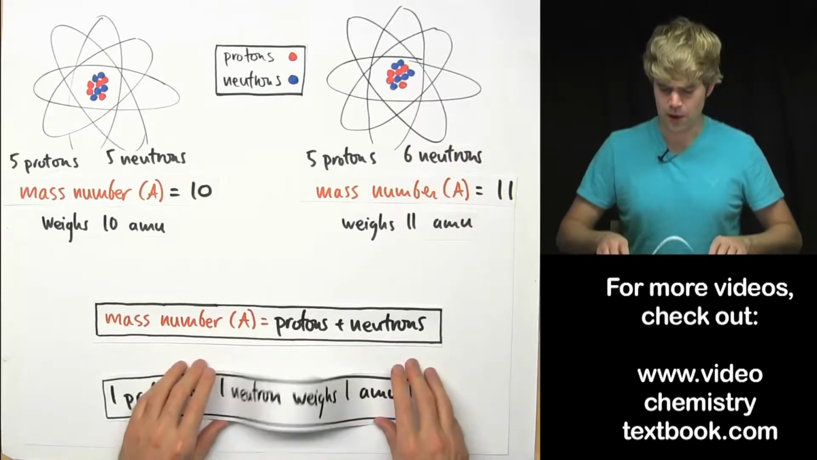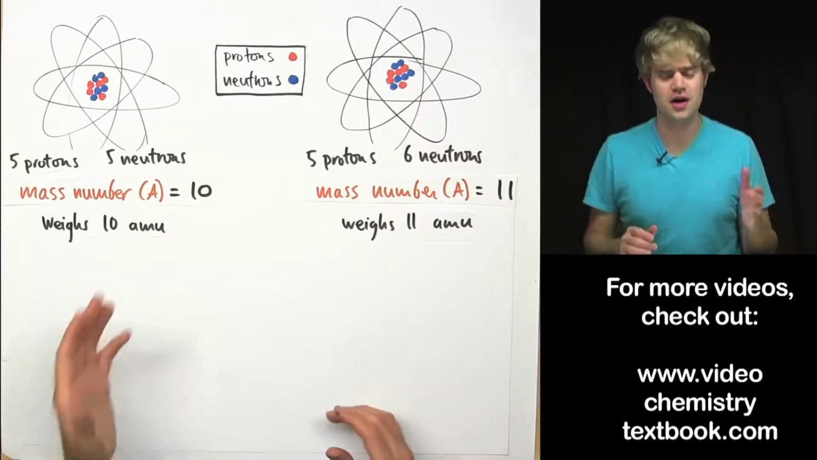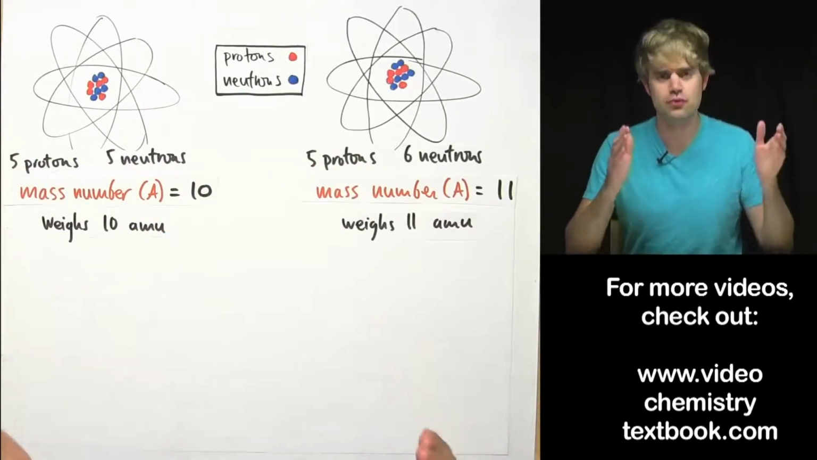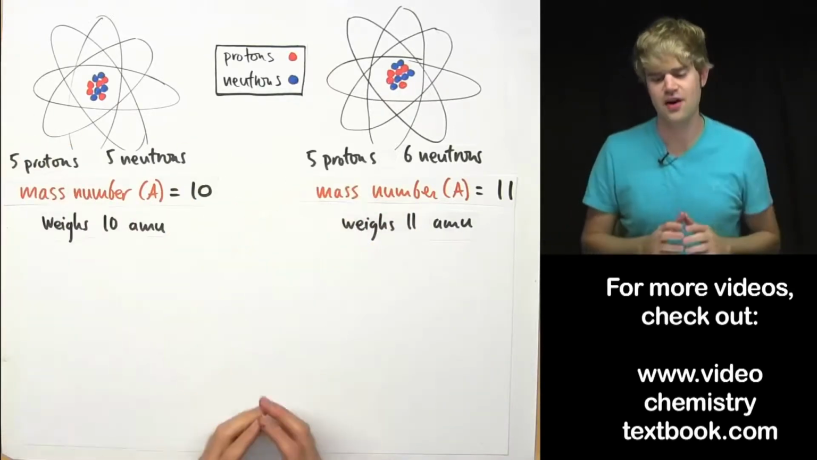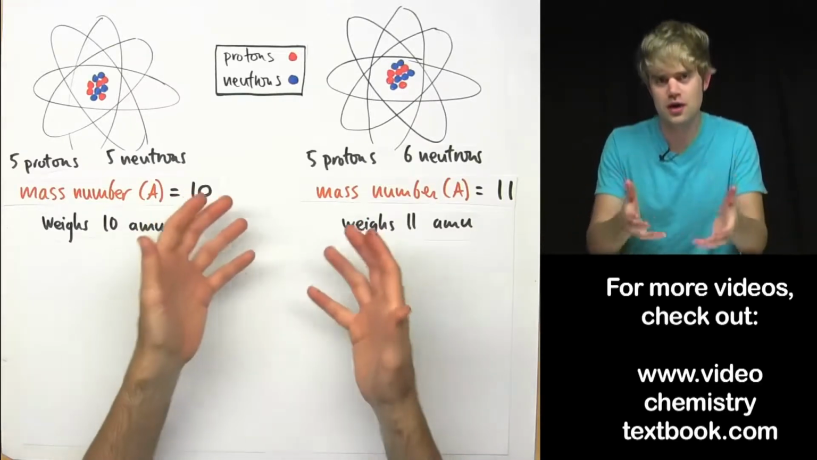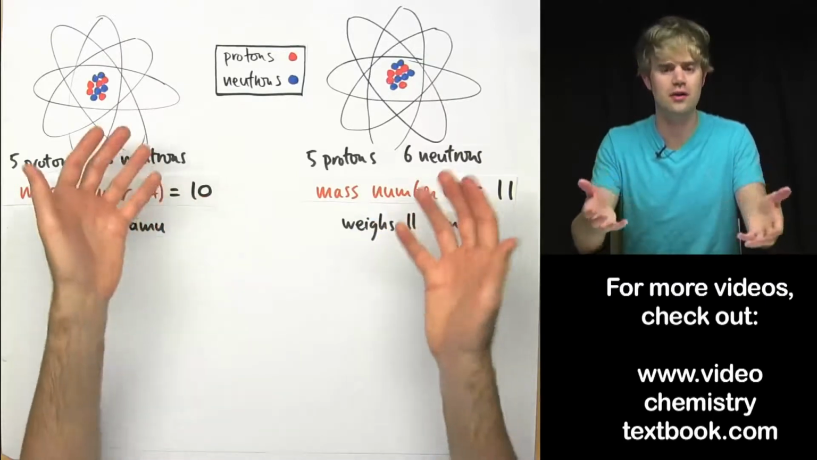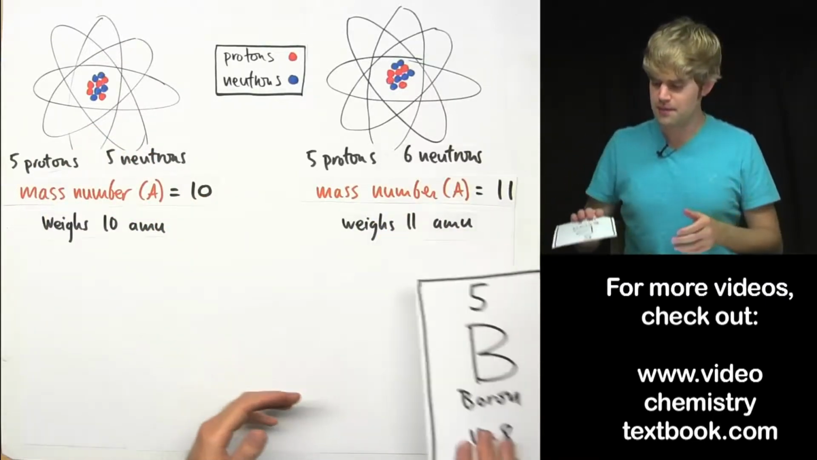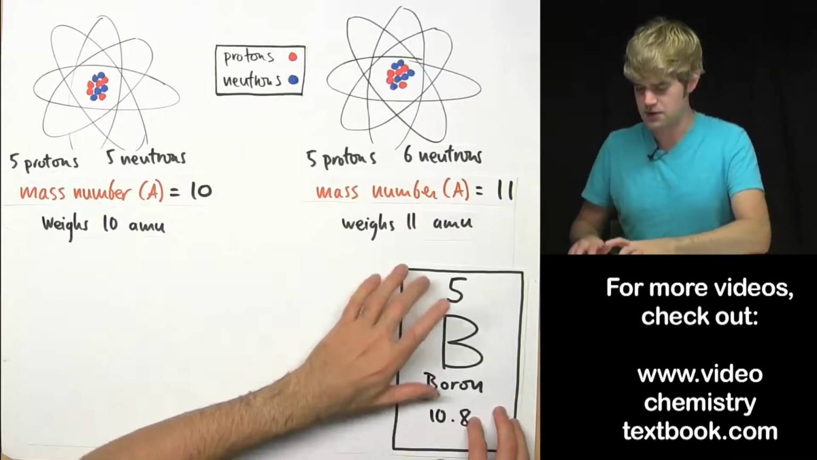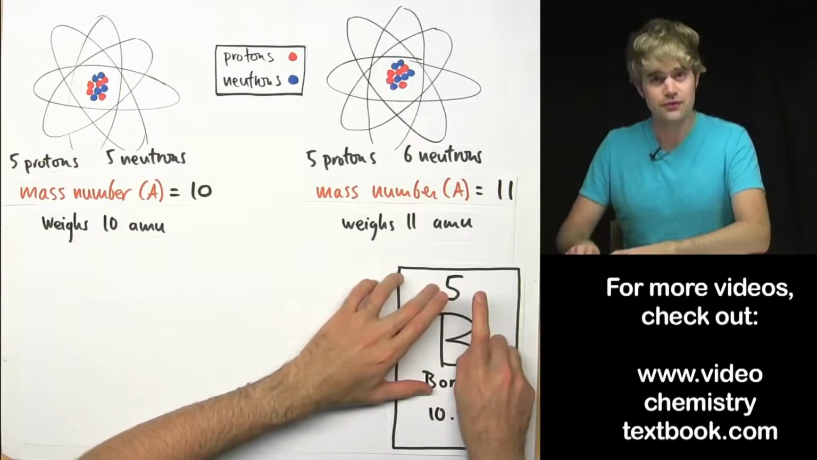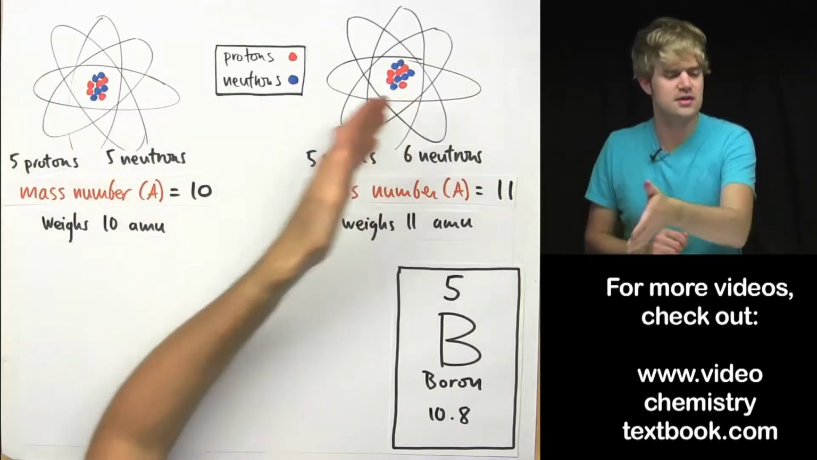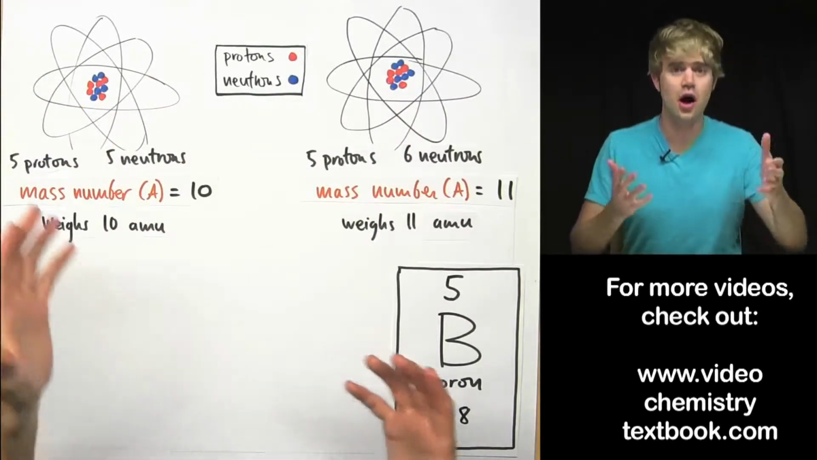Now, let's talk about atomic mass. You might notice that both of these atoms have the same number of protons in their nucleus. 5 protons here and 5 protons here. This means that they are the same element, right? Because the number of protons an atom has determines what kind of an element it is. So, we can look on the periodic table to find out what element these atoms are. And it turns out that they're boron, because boron up here has an atomic number of 5. 5 protons and you're boron. So, both of these atoms are different versions of boron.